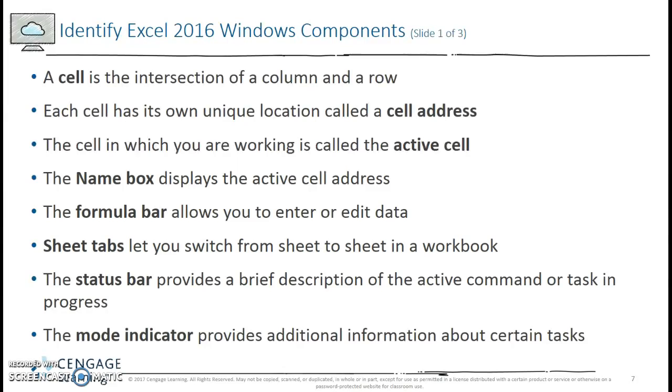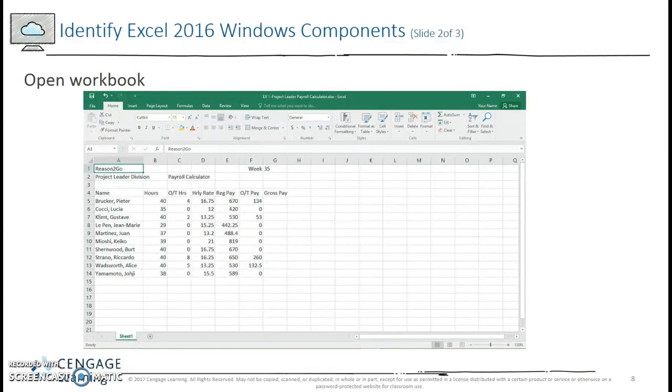The cell that you're working in is called the active cell. So if you've got a cell that you clicked on, that is the active cell. There's a name box that displays the active cell address. There's a formula bar which you can edit and enter data. There's sheet tabs which allows you to move from one worksheet to another worksheet. There's a status bar which provides a brief description of the command or task that you're doing. And there's a mode indicator which tells you about certain tasks. So let's take a look at this. This is an open workbook, very basic.